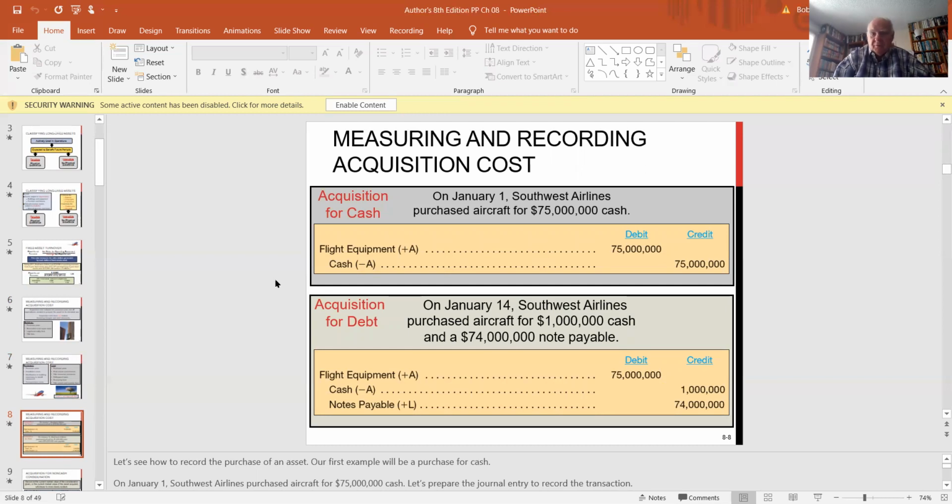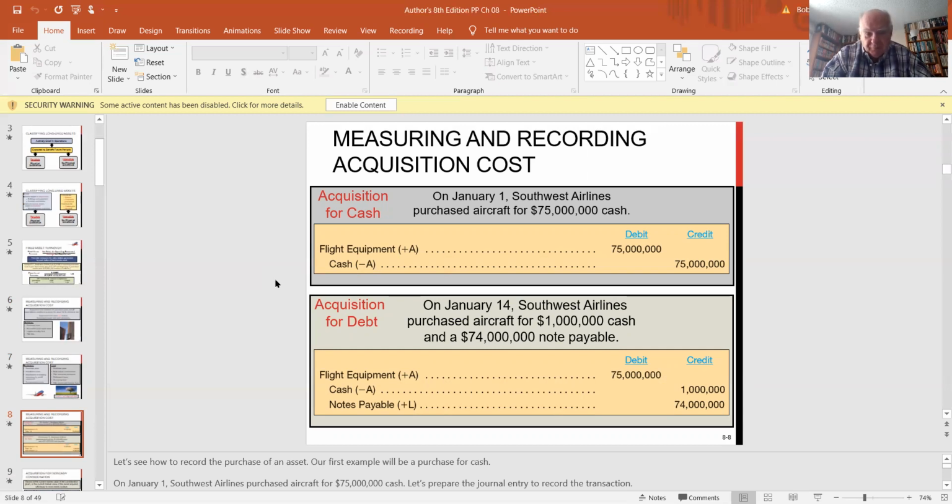So let's take a look here. We're going to get started. Southwest Airlines is going to be our company in this chapter. Southwest Airlines went out and they bought a plane, and they paid cash for it. Isn't that nice? They went to Boeing and they said, we want to buy a 747 from you, please. And Boeing said, that'll cost you $75 million. And Southwest Airlines said, no problem. So they debit the equipment, they credit cash.